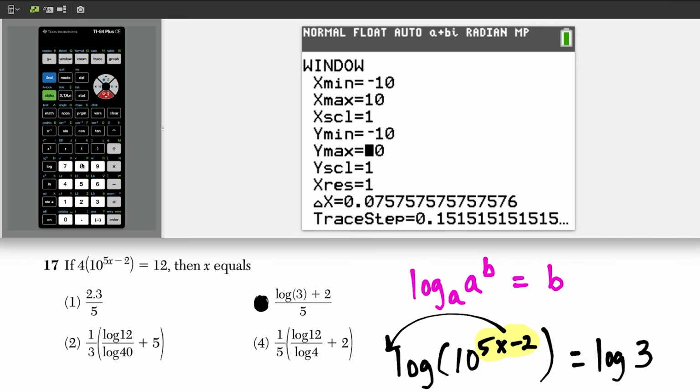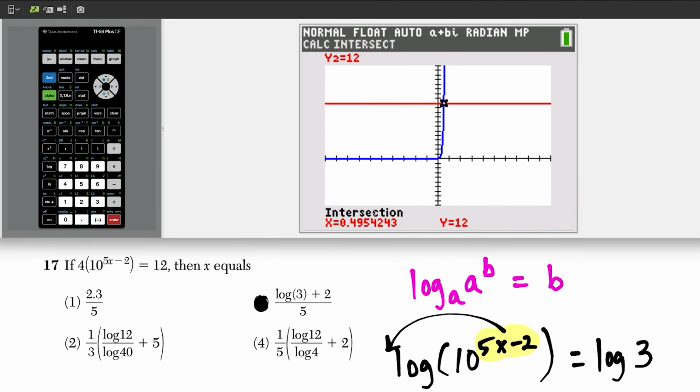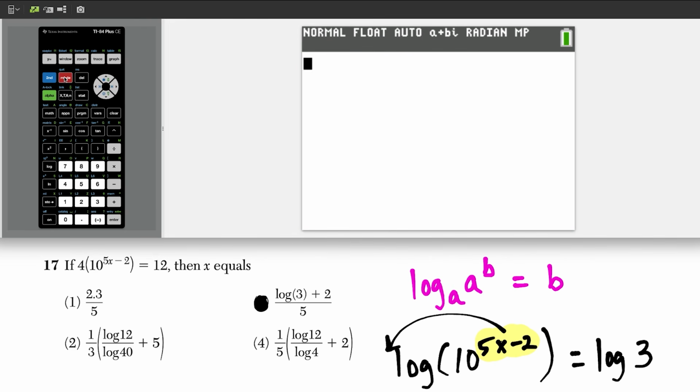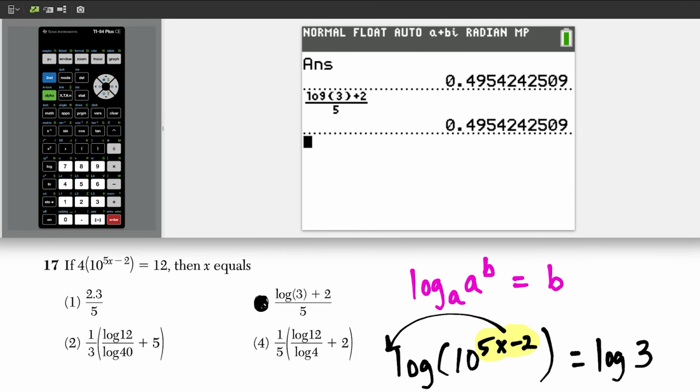So I'd go to the window and bump the y maximum up to 20 like this. And now I could see the point of intersection. I press second trace number 5 to get the intersection, and I go nearby. So I'm going to press enter 3 times, and it gives me this value here. I hit second mode to quit, and then second minus sign to put the answer here. And then I would just have to go through the answer choices one by one. I press alpha y equals enter, and watch what happens when I type in choice 3. So I have log 3, I close the parentheses, and then plus 2, and we're dividing this by 5. And I get the exact same value here, so our answer checks out.